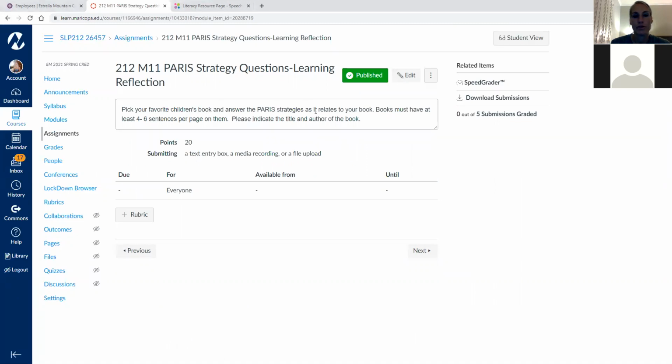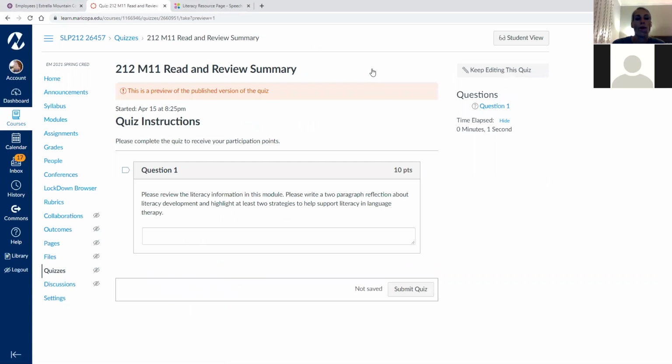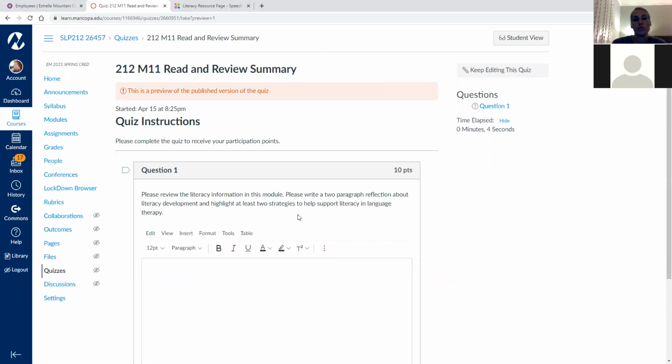So you just answer the PARIS strategies. You really just want enough information. Those books with like one sentence, what I would call basic books, can be a little bit challenging to do the PARIS strategies with. So that's why I say 4 to 6 sentences is a good target. And read and review the summary, and then just a 2-paragraph reflection about how literacy can support language.